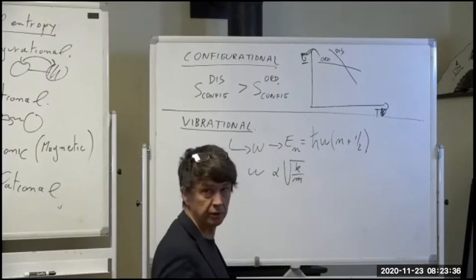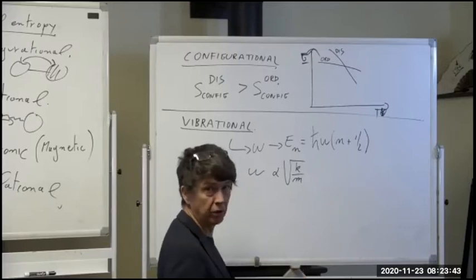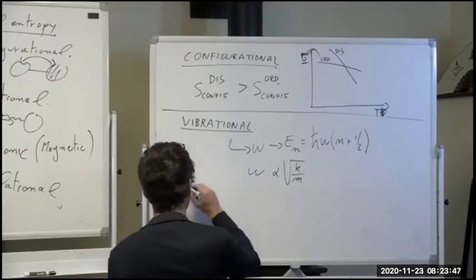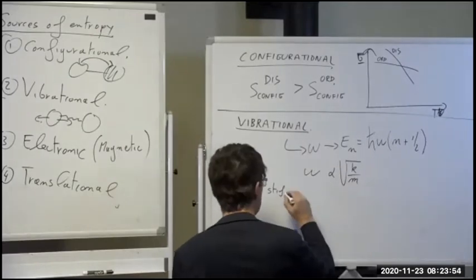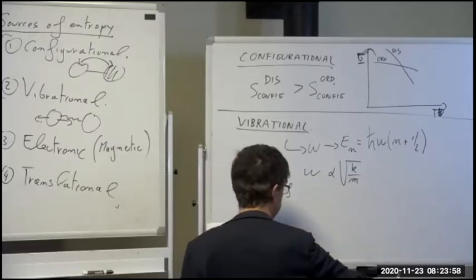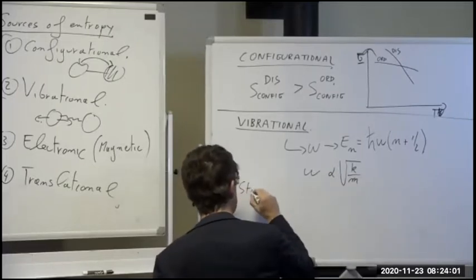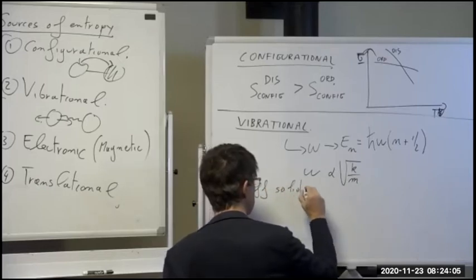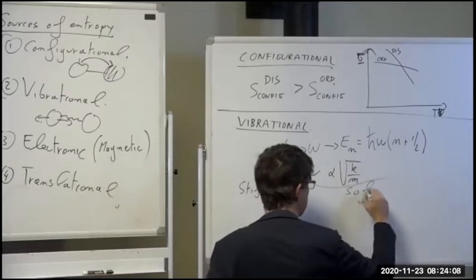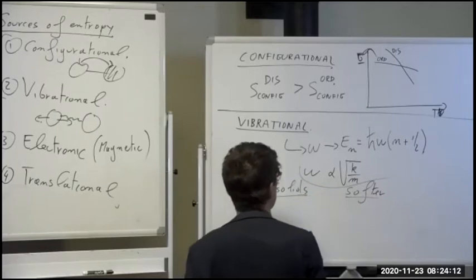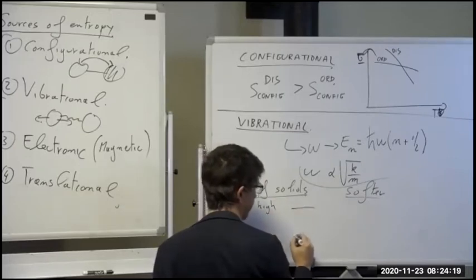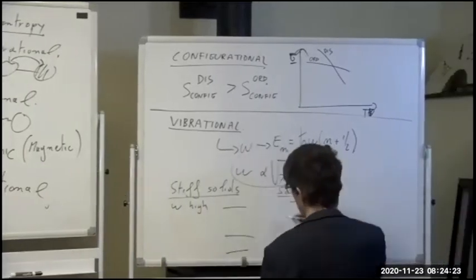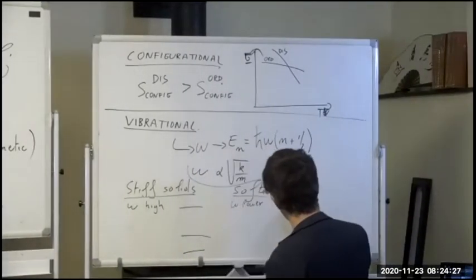So if you have high stiffness, you get high frequency, right? If you have low stiffness, you get low frequency. So let's compare stiff solids with a high modulus and then do softer. In a stiff solid, omega is high, so the energy levels are very much separated. In a softer solid, omega is lower, and so the levels are less separated.